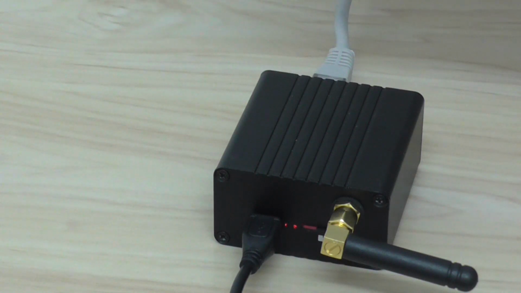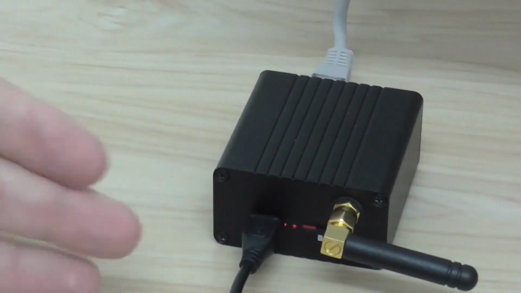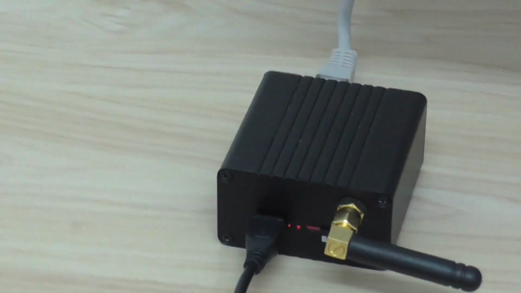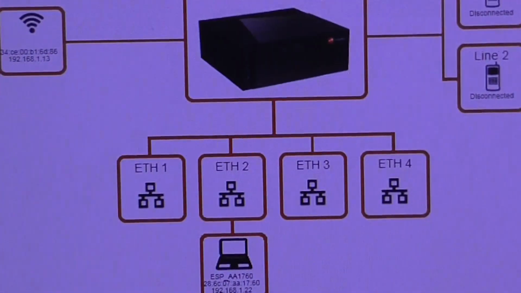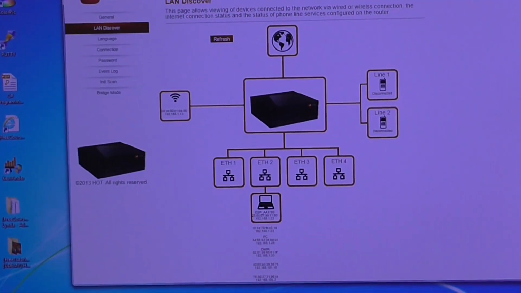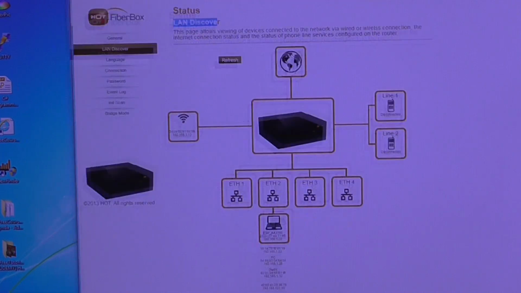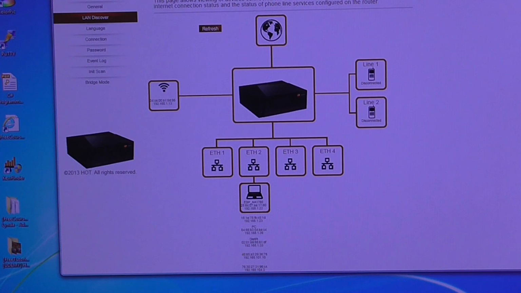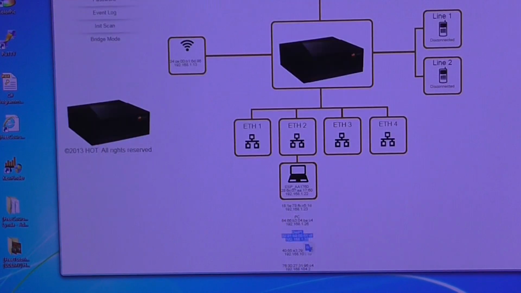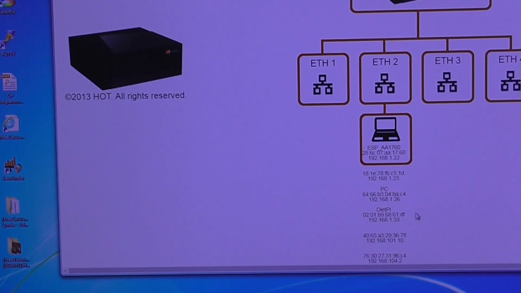So how do you discover this board while it's connected to your local LAN? It's very simple. So if you have a router and you have a LAN discovery option, as you can see right here, you can recognize all the devices connected to the router. In this case, I have the DietPi recognized here. I'll try to magnify it more and show you exactly. Okay, so that's the IP of the device.